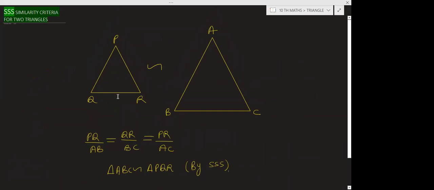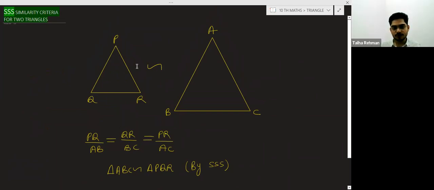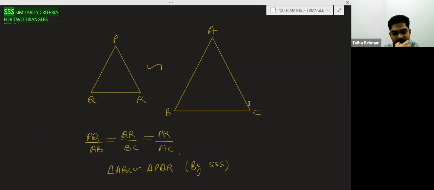Yes, sir. See here, PQ divided by AB. This is PQ, this is AB. So PQ divided by AB is equal to QR divided by BC, and QR divided by BC is equal to PR divided by AC. Then you can say triangle PQR is similar to ABC, or triangle ABC is similar to PQR. So this will be the condition here.